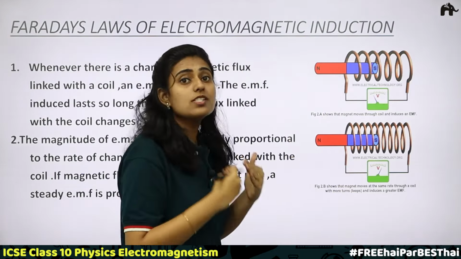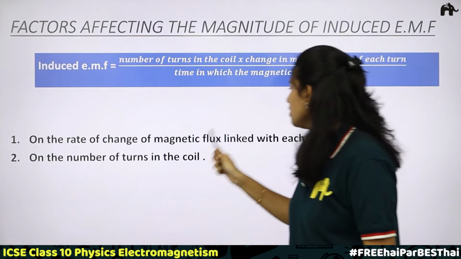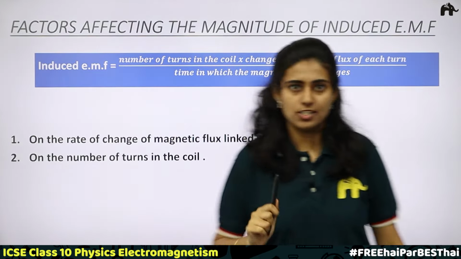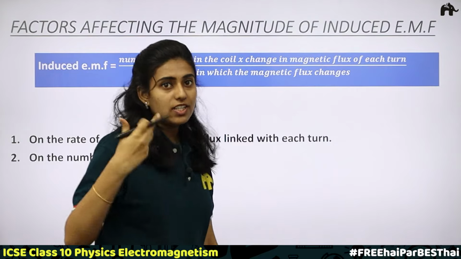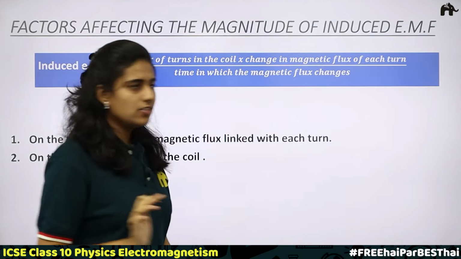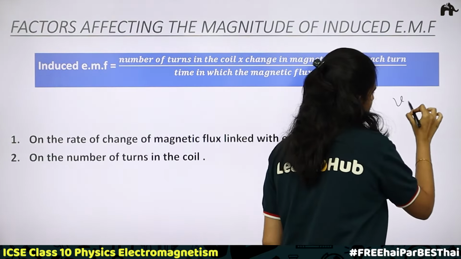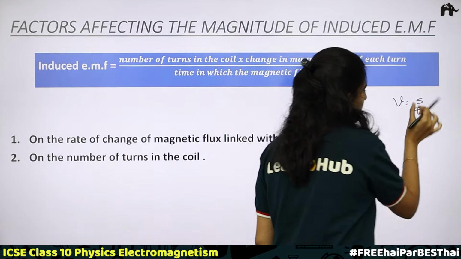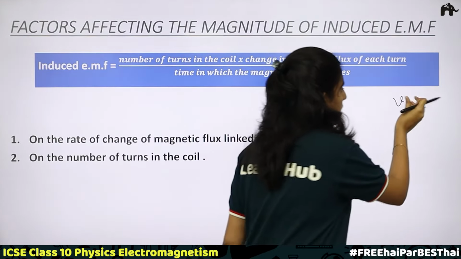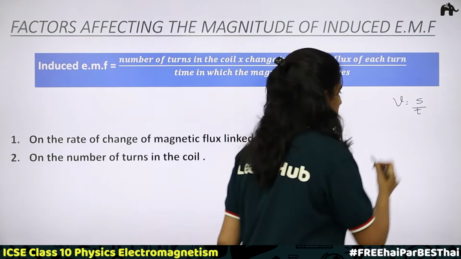Okay, factors affecting the magnitude of induced EMF. On what factors does induced EMF depend? First one is on the rate of change of magnetic flux linked with each turn. So here you can see a coil with a number of turns. Now what is rate of change? We know that velocity is the rate of change of displacement. With respect to time, how much change is happening to displacement?